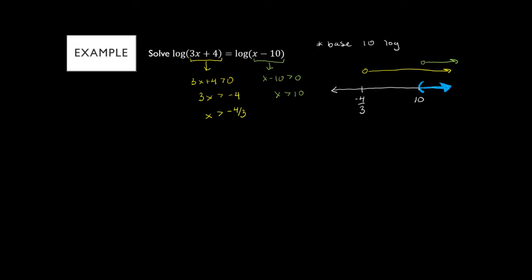So once you've determined your domain and what values you're allowed to have for x, then we can actually go and solve. I'm going to rewrite what we've got here. We've got the log of 3x plus 4 equals the log of x minus 10. The one-to-one property basically says if you've got the same base, we have a log equals a log, the insides are equal to each other. So we have 3x plus 4 equals x minus 10.